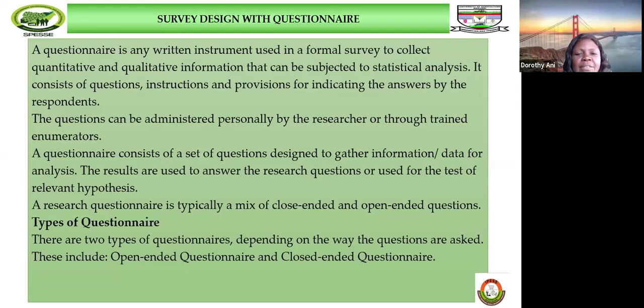So we are starting with survey design with questionnaire. We will define questionnaire as any written instrument that is used to collect quantitative and qualitative data, and the information or the data will be subjected to statistical analysis. It consists of questions, instructions, and then it makes provision for the answers to be given by the respondents.